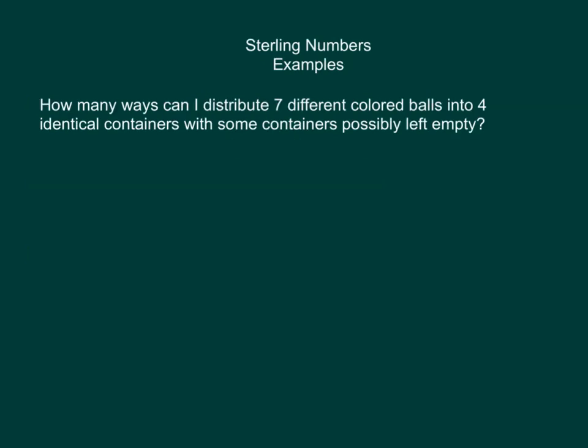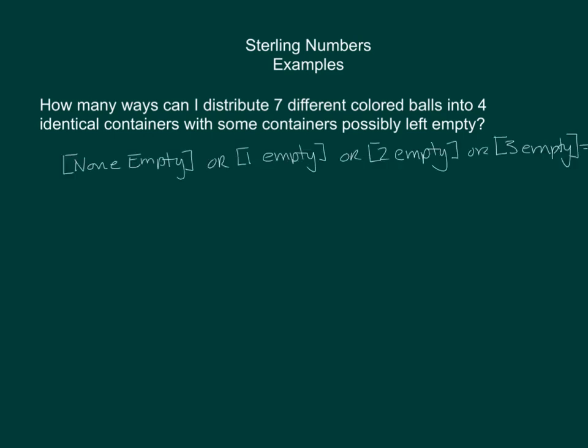So our first example is, how many ways can I distribute 7 different colored balls into 4 identical containers with some containers possibly left empty? Our first step is to consider possibly left empty. We're going to have to do this in cases based on how many containers are left empty. So there's either no container left empty, or 1 container, or 2 containers, or 3 left empty. It's not possible to have all 4 containers left empty because otherwise there's nowhere for the balls to go.